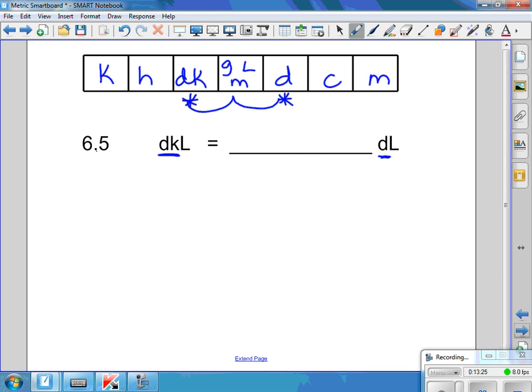So I'm going to start at the decimal. 1, 2 hops to the right. Here's my new decimal. Put a 0 in the empty loop. And my answer is 650 deciliters. You will be doing more practice with these in class today.